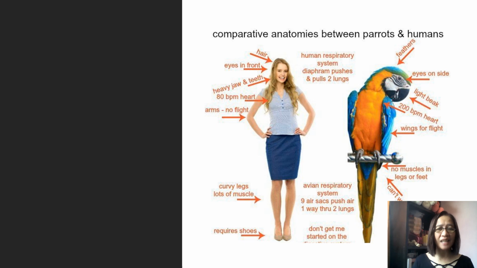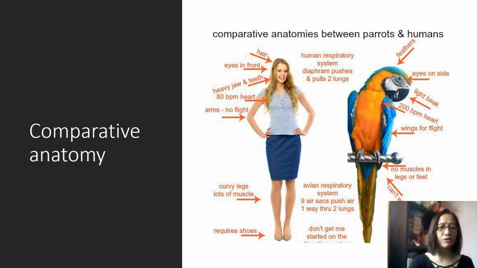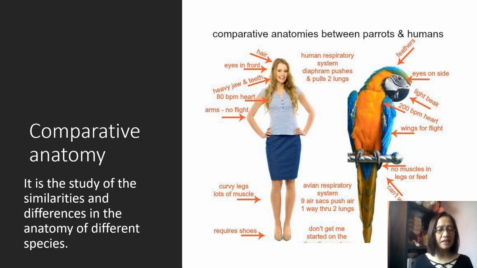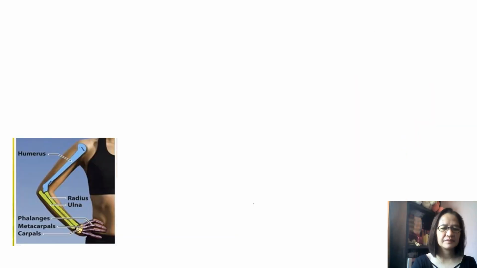Actually, this is another evidence used by paleontologists for evolution, the comparative anatomy. It is the study of the similarities and differences in the anatomy of different species. Let us identify first the parts of our arm. We have here the humerus, radius and ulna, phalanges, metacarpals, and carpals.